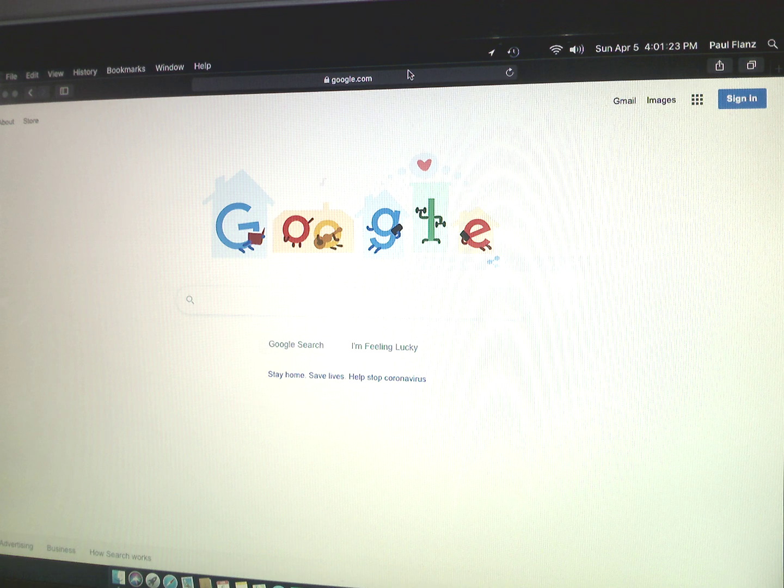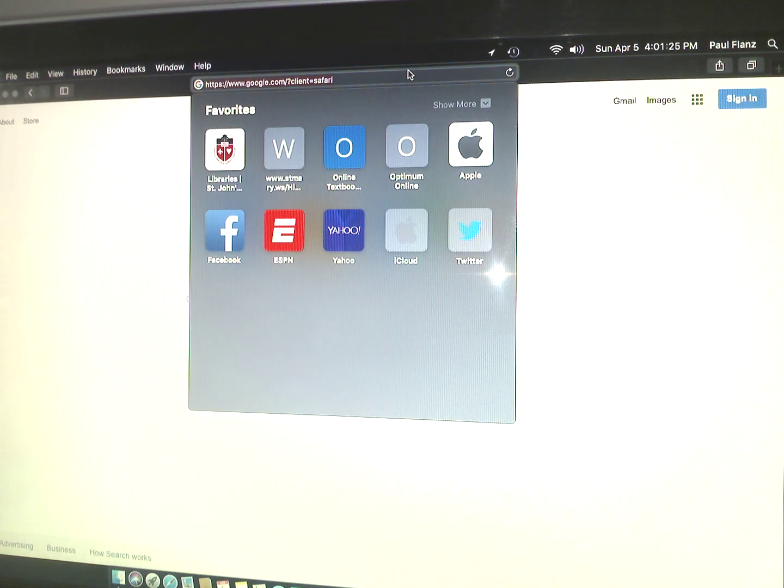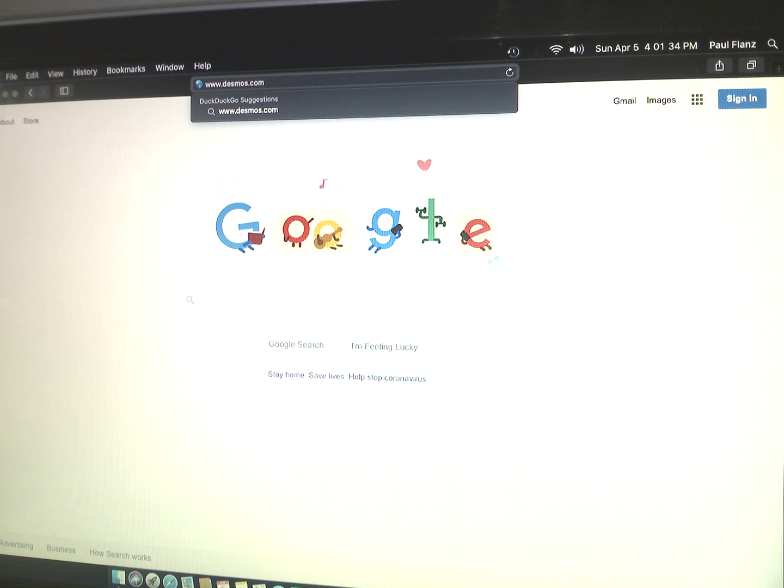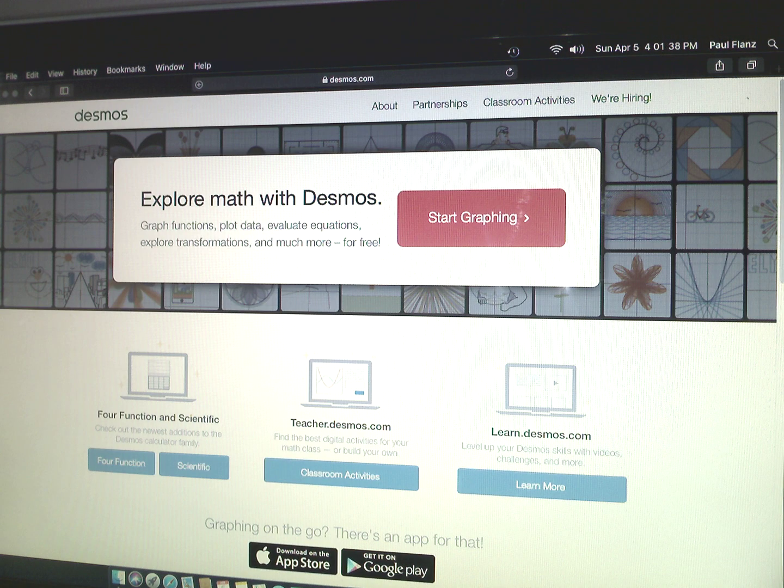I'm going to go up to the address bar, and type www.desmos.com. Put it in just like that, www.desmos.com, hit enter. And you're going to get this screen. This is the entrance to Desmos, okay?